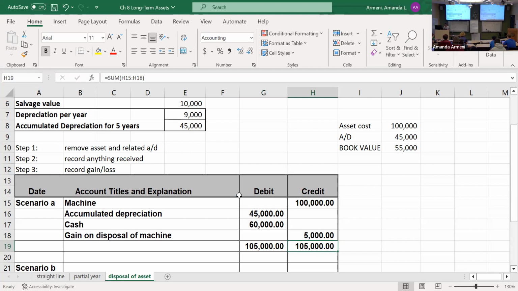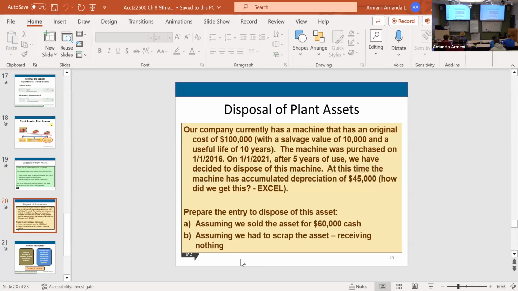Okay. Let's look at the second scenario. Let's assume same exact cost information, same accumulated depreciation information, but instead of getting $60,000 cash, we just had to get rid of this thing. We got nothing. Nobody wants it. We can't scrap it, nothing. Let's go through our 3 steps again.